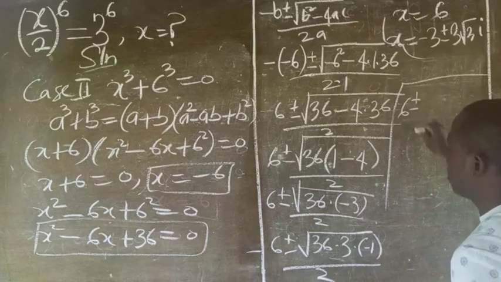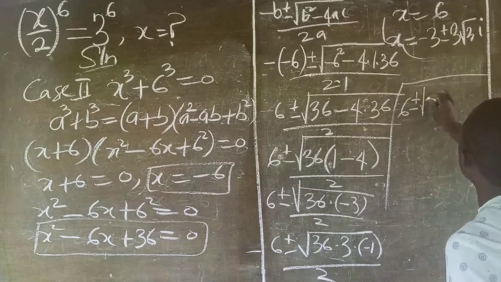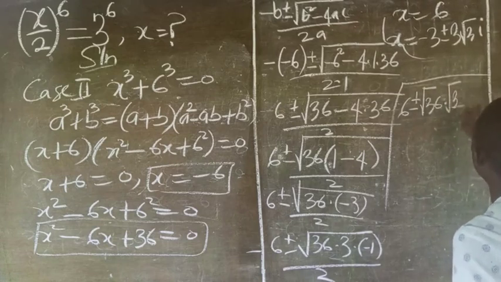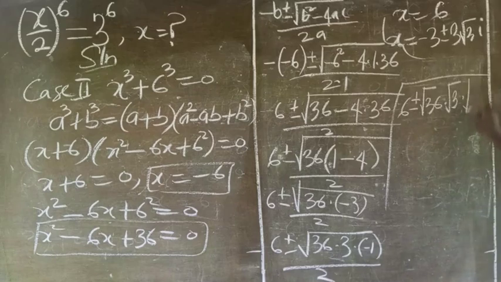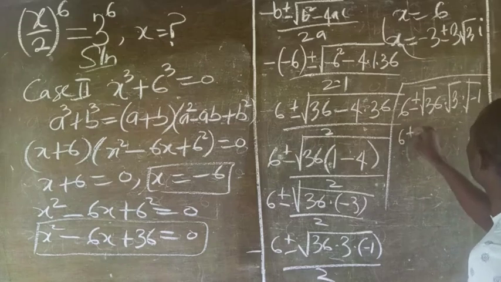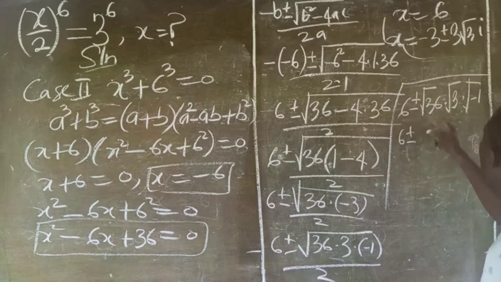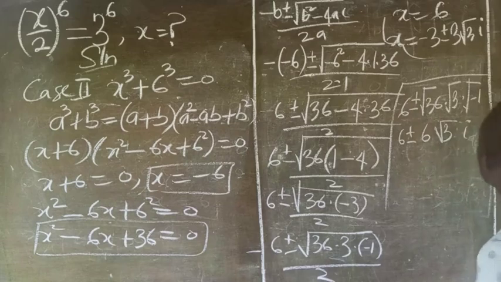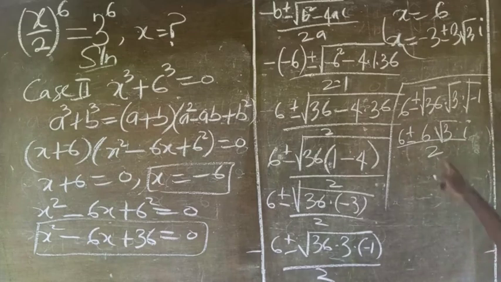Yeah. And also this can be written as 6 plus or minus square root of 36 times square root of 3 times square root of minus 1. And like we know previously, the square root of minus 1 is i. So I'm going to put that there. And this is 6 plus or minus square root of 36 is 6 times square root of 3 times i. And of course it's over 2. We forgot it previously, so it's over 2.